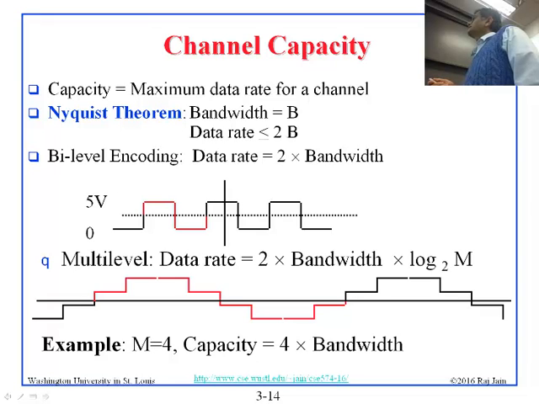Let's say every pulse is 1 second, so then it is 1 baud per second, but there are 2 bits per second. So the bit rate is twice the baud rate, right? But what is a cycle?